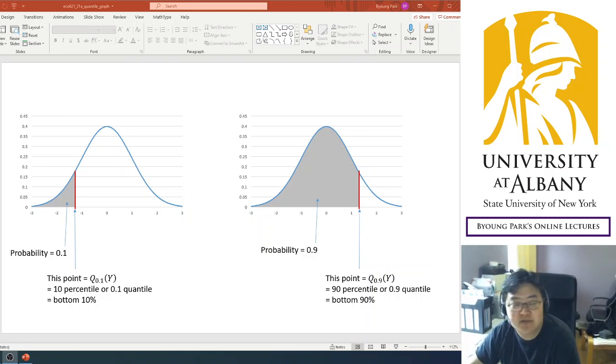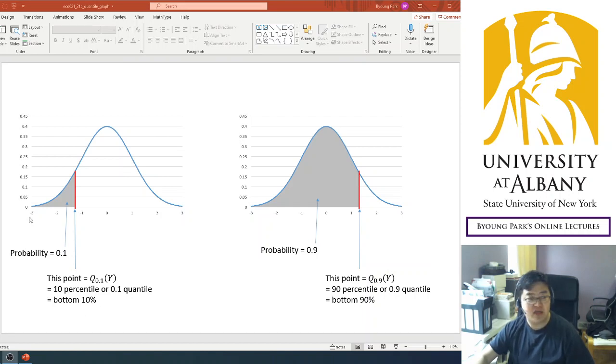Today I am going to start with a graphical illustration of the quantile regression model. So let me start with quantile. What is a quantile? Think about a normal distribution just for illustration. Here is a normal distribution, and there must be a point where the left-hand side area equals 10%. We call this point the 0.1 quantile or 10th percentile, which implies the bottom 10%.